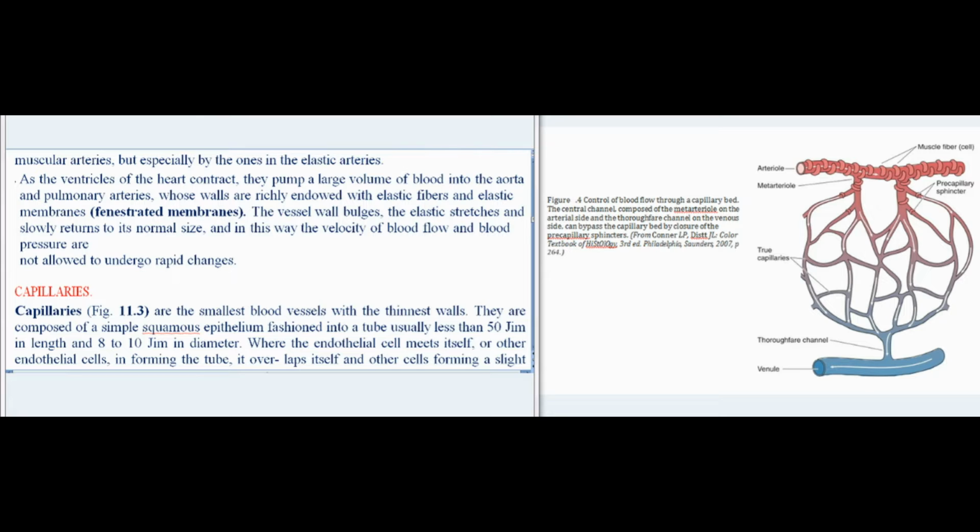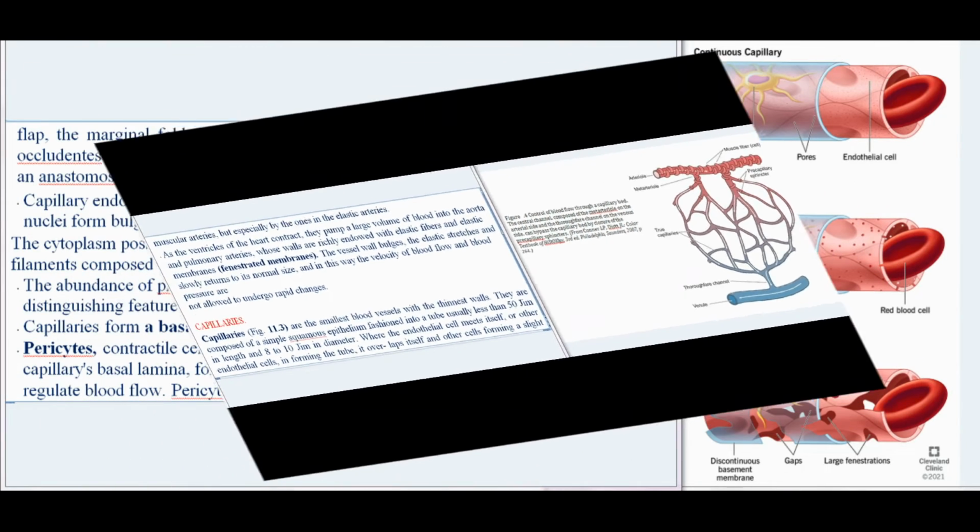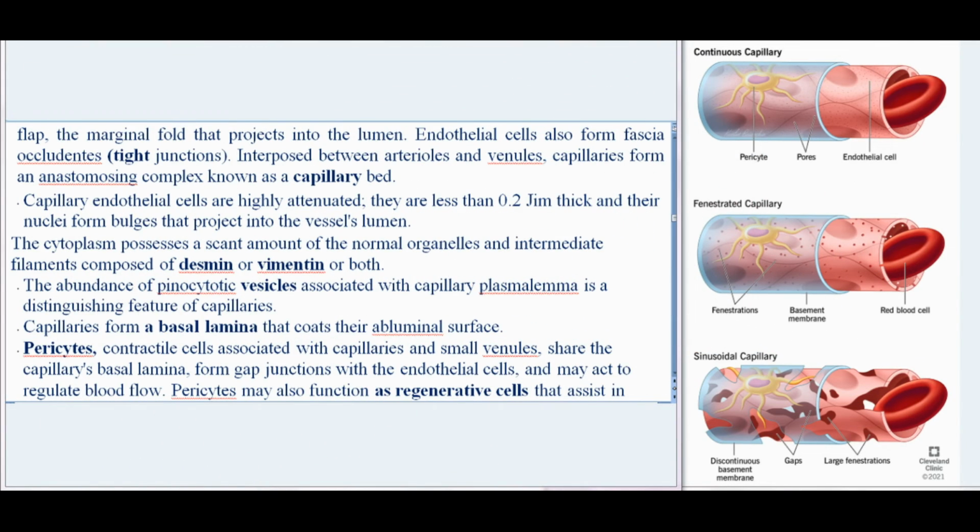Capillaries. Capillaries, Figure 11.3, are the smallest blood vessels with the thinnest walls. They are composed of a simple squamous epithelium fashioned into a tube usually less than 50 µm in length and 8 to 10 µm in diameter. Where the endothelial cell meets itself, or other endothelial cells, in forming the tube, it overlaps itself and other cells forming a slight flap, the marginal fold that projects into the lumen. Endothelial cells also form fascia occludens, tight junctions.